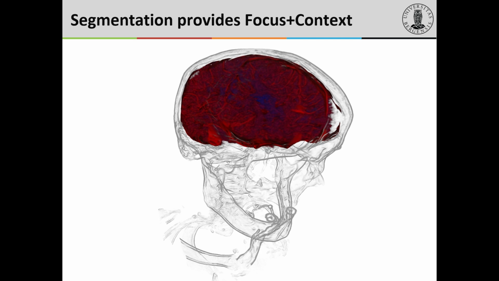Also, this provides Focus+Context Visualization. So you could say, I want to render everything inside my segment in one way and everything outside my segment in a different way. So here I'm rendering the inside in a focused manner, and everything outside in a contextual manner using a contour style rendering.